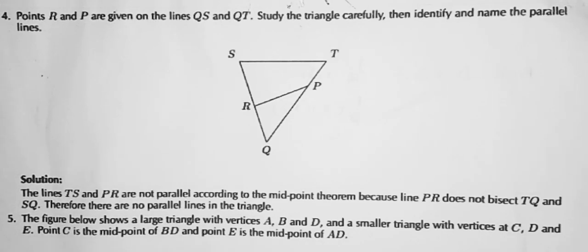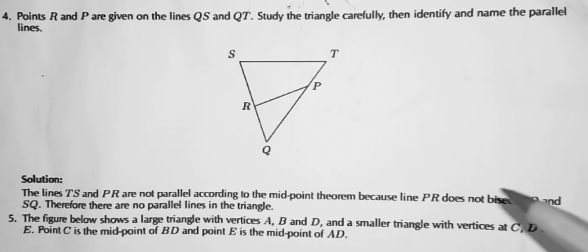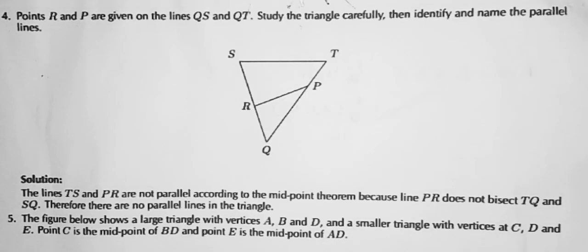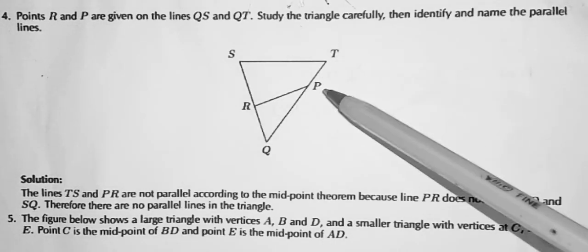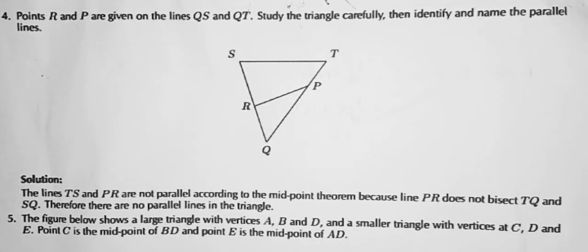So the solution: the line TS, as you can see, the line TS and PR are not parallel according to the midpoint theorem, because the line PR does not bisect TQ and SQ. Therefore, there are no parallel lines in the triangle.